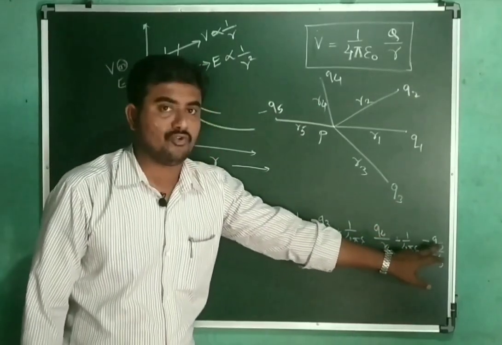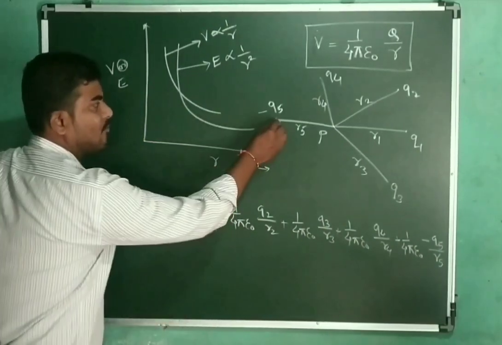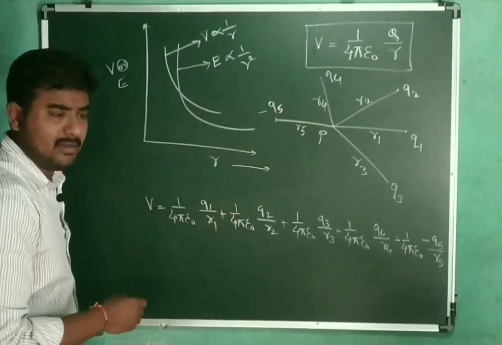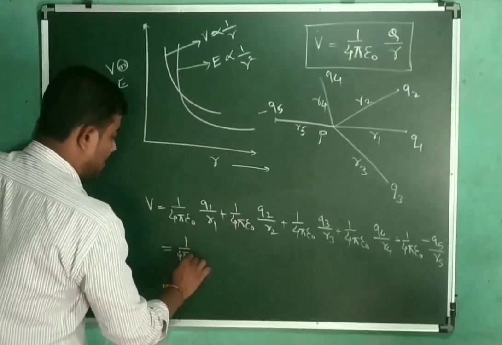Therefore, I have written minus Q5. Since it has no direction, we can just add by the algebraic method. And what is common in all? It is 1 divided by 4 pi epsilon naught.